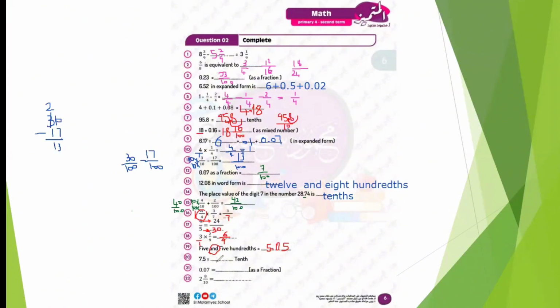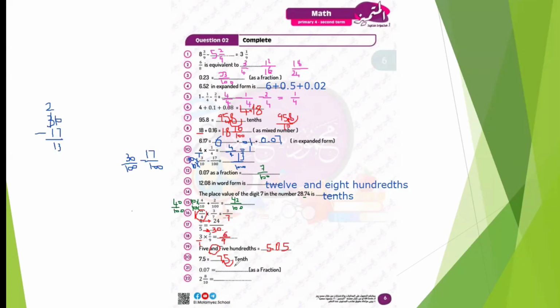7.5 equals how many tenths? It was 75 out of 10 at first, because when we divide it by 10 it becomes 7.5. Or we can move the decimal point one step to the right. 21.